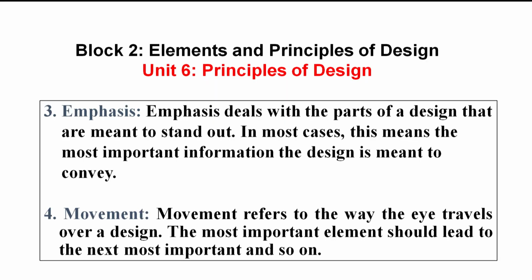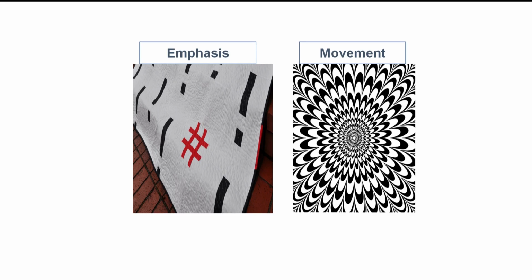The third principle is emphasis. Emphasis deals with the part of a design that is meant to stand out. In most cases, this means the most important information the design is meant to convey. Suppose we are creating a design and want to emphasize some part of that garment, we can use different elements there to make it emphasized. The fourth principle is movement. Movement refers to the way the eye travels over the design. The most important element should be seen first, then the next most important, and so on. If we are applying one element, it can be used in such a way that the movement of the eye is very flexible. So this is an example of emphasis and movement.